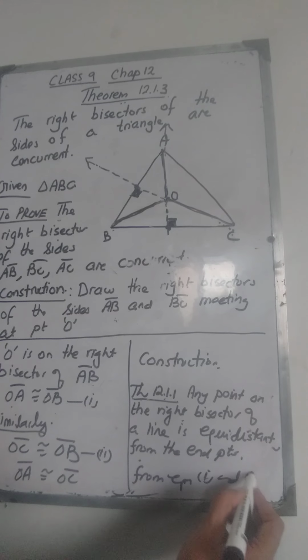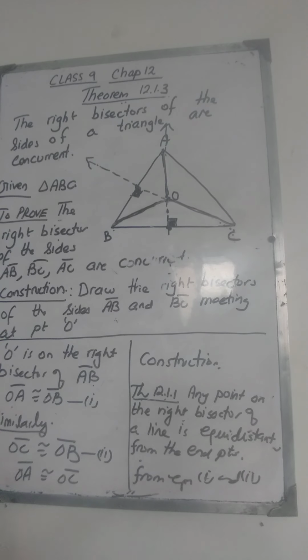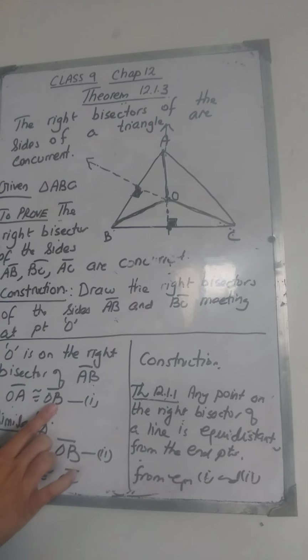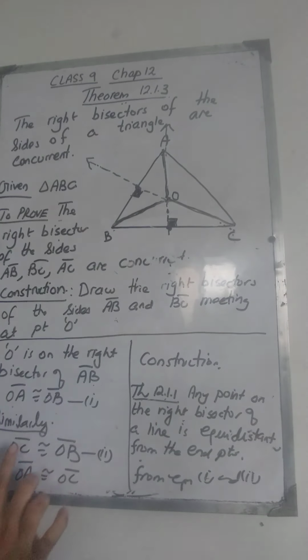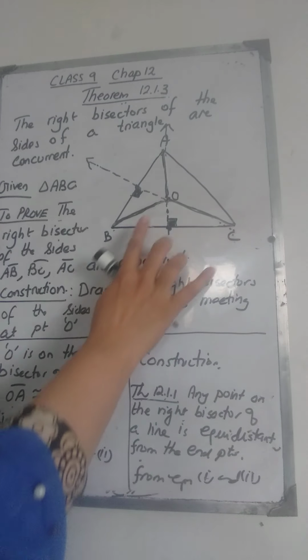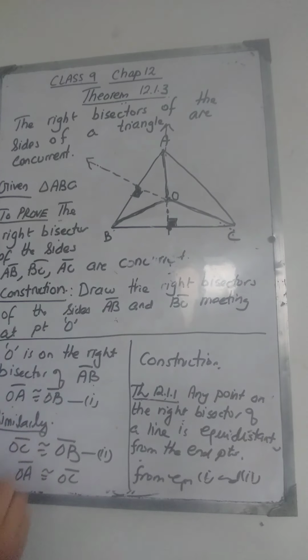From equations 1 and 2, OA is congruent to OB because O was on the right bisector of AB. Similarly, OB was congruent to OC because O was on the right bisector of BC. From these two equations, OA is congruent to OB and OC is also congruent to OB. For example, if OB is 5 cm, OA is 5 cm and OC will also be 5 cm. It means OA and OC are definitely going to be equal to one another. Therefore, we can say that OA is congruent to OC.